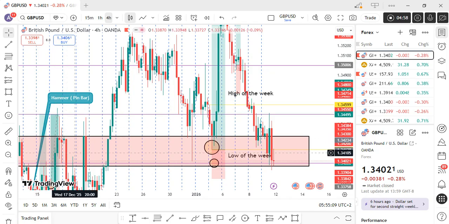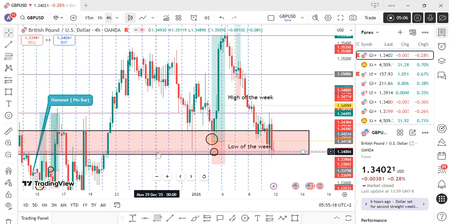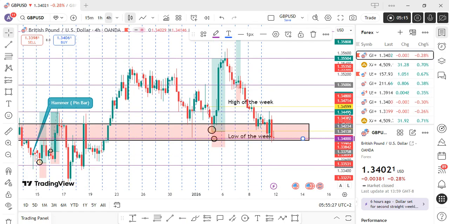So here is the high, but you can see that from looking left and where price came back to, this level of support has not been broken. This level of 1.34000 has not been broken by price. So all I'm going to do is just be patient. Yes, the market has closed.